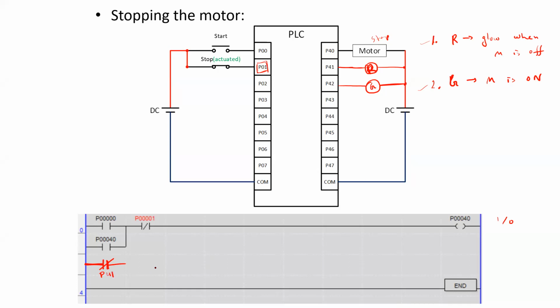Okay, let's set P41 as you have said. And it will be P00041 on the output side. What should be the address of the coil? Same, sir, P00041. Okay, I'm writing P41. Now, when is P41 going to get energized? When the motor is off, sir.